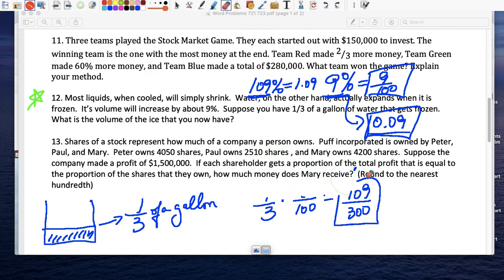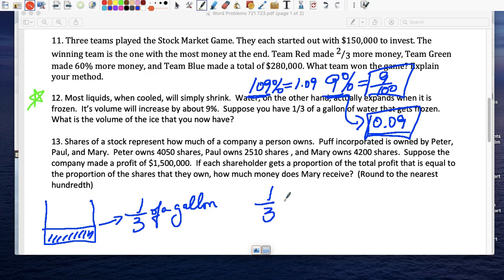Let me actually do this the long way. So here's your 1/3 of a gallon, and you're going to multiply that by 9%, which is 9 over 100. Right, so if you multiply that by 9 over 100, this gets crossed over, and we get 3 over 100. Right, so that's how much you increased. Now we've got to take that and add it to the original amount.